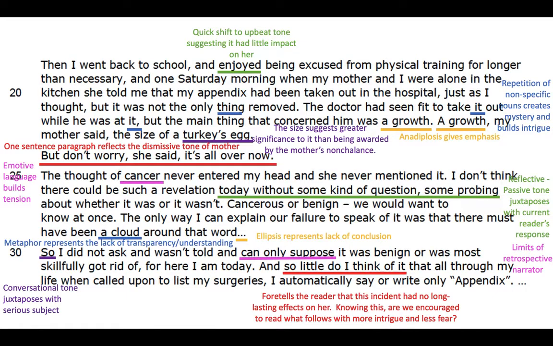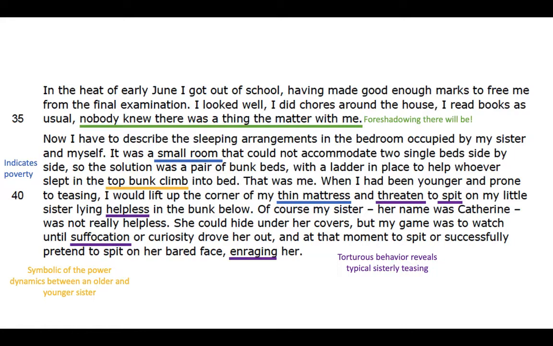Knowing this, are we encouraged to read what follows with more intrigue and less fear? So she's already told us, look, this didn't have any impact on me as an adult, to the point that when I have to fill in forms, I don't even mention it. So we know it hasn't really impacted her greatly in her life. So I think really this short story is written to make us reflect on the human psyche, the way that we can be impacted mentally, rather than thinking about her physical illness. Maybe I'm thinking on the spot there, but you can always disagree with me.